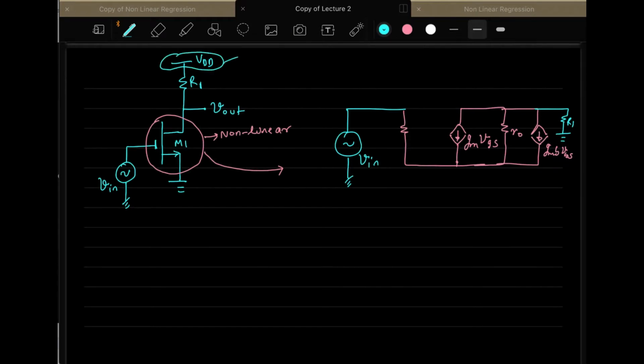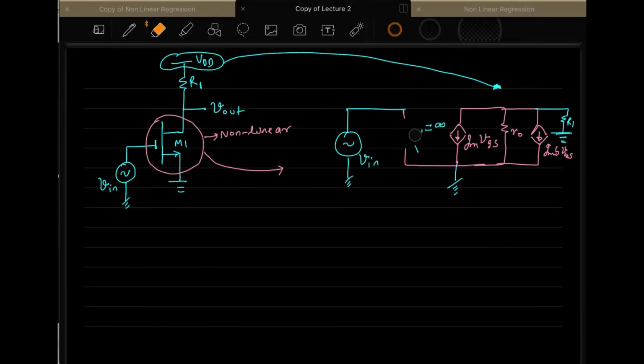And why is it ground? As you have studied in your earlier courses also, in small signal analysis all the voltage sources are grounded. That's why this is ground over here. And similarly, the source of the M1 is also grounded. And here you have a resistance also, R pi. In case of BJT you have this resistance, but in case of MOSFET this resistance is infinity. By saying infinity, it means the resistance has a very high value, so it's an open circuit. That's why it is like this.